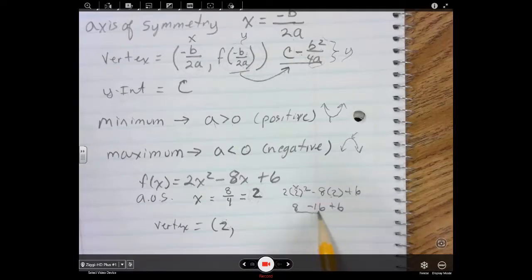8 minus 16 is going to give us negative 8. Negative 8 plus 6 is going to give us negative 2. So the vertex should be located at (2, -2).